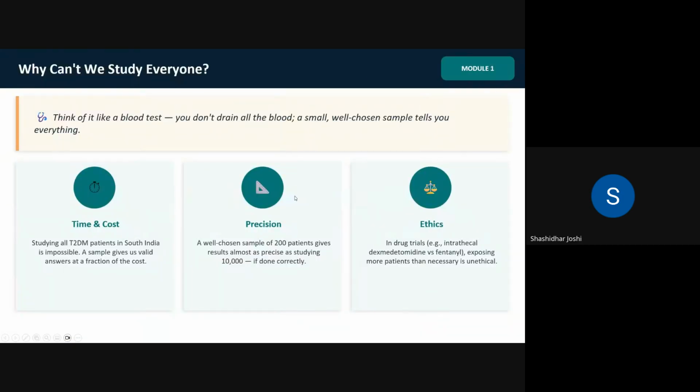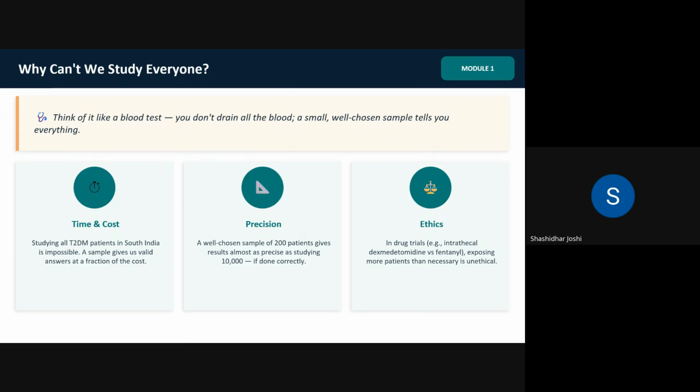Okay, so now think of this like getting a blood test done. You don't drain all the blood from your body, right? You're basically taking a small, well-chosen sample which tells you the story. Nobody is drained of blood. You're just taking a sample so that it can be used to understand your body profile and things like that. As simple as that.